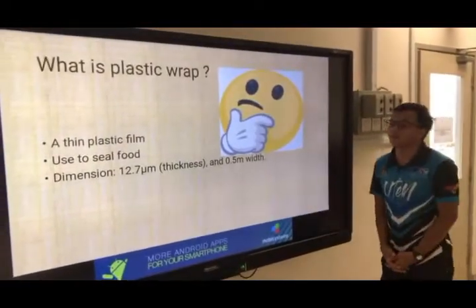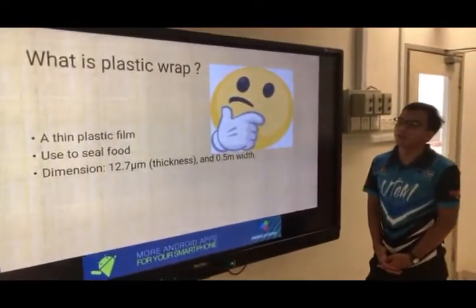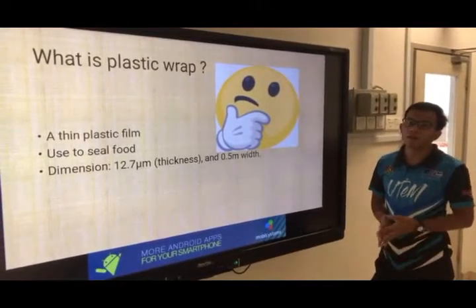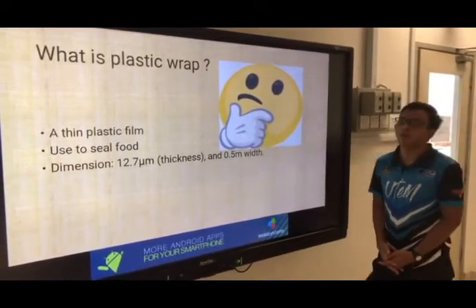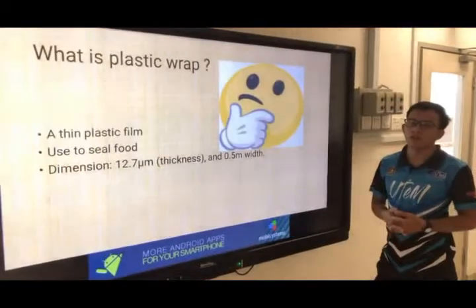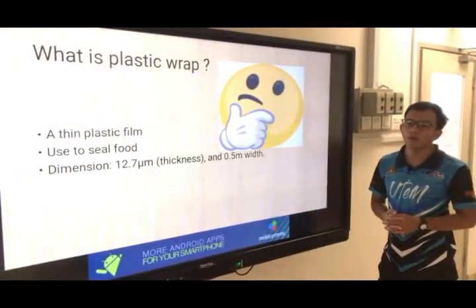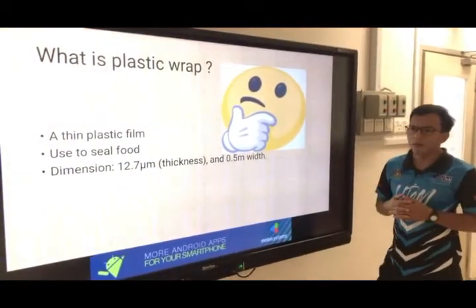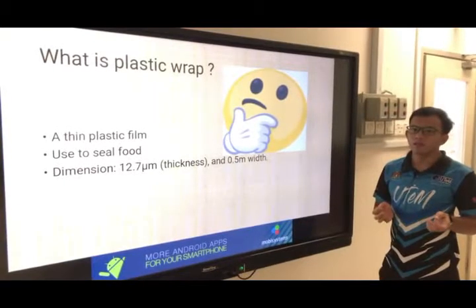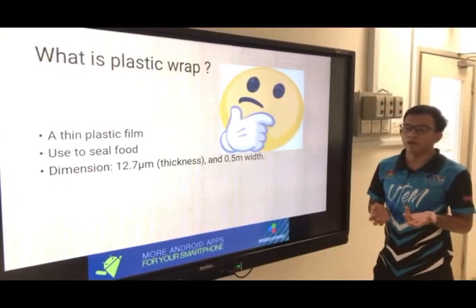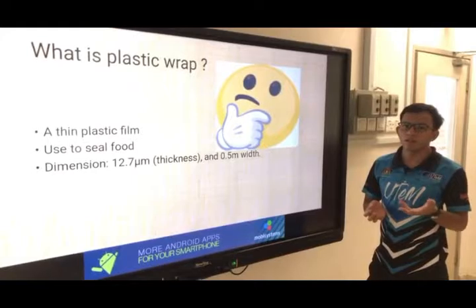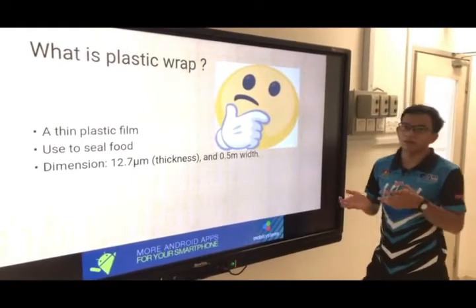Okay, what is plastic wrap? Plastic wrap is basically a thin plastic film. It is used to seal food so that our food will last longer, and also to prevent any other things such as microorganisms, insects and other stuff like dust from entering the food.